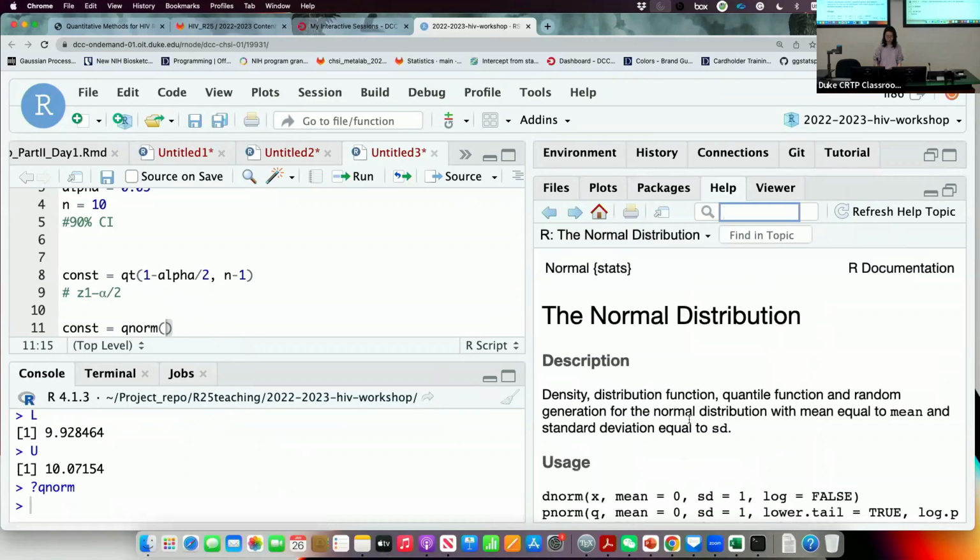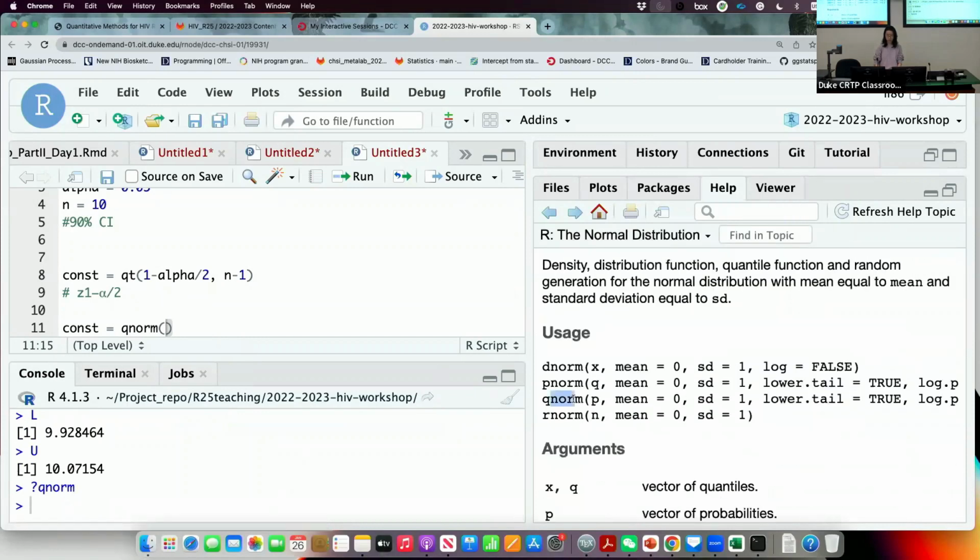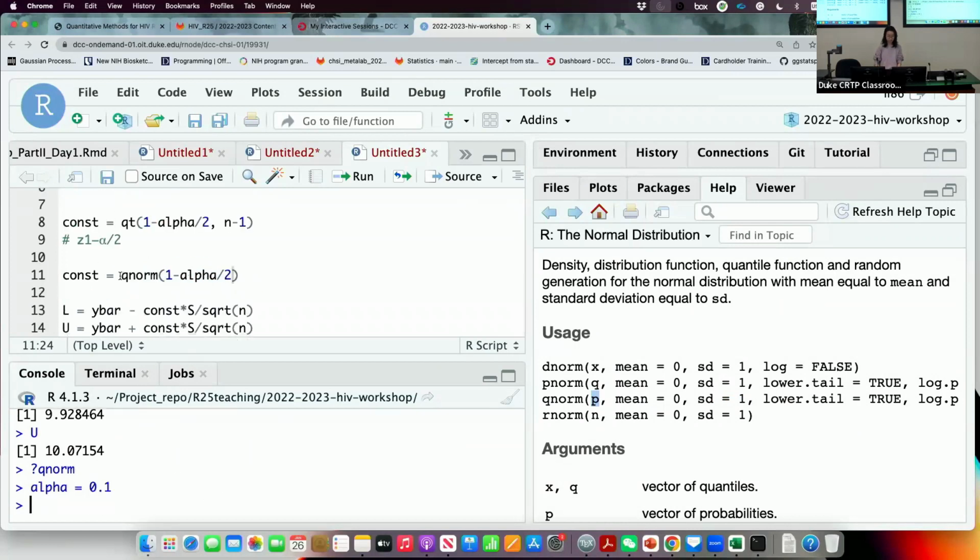So this is your qnorm. You see the default is already mean 0 and standard deviation 1, so you don't need to specify the mean and standard deviation again. Rather, you just need to specify the probability, which is again my 1 minus alpha. So if I say alpha equals 0.1, this is actually my new constant, 1.64 or 65.